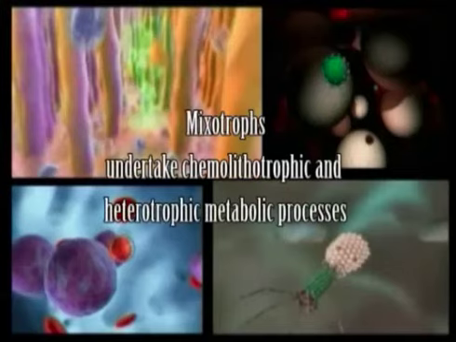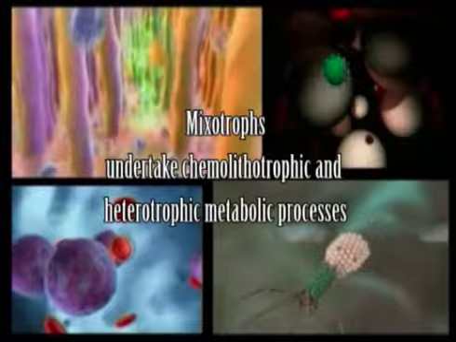Besides the above mentioned groups which we discussed, some bacteria rely on inorganic energy source and organic carbon source and sometimes carbon dioxide. These bacteria are called mixotrophs as they undertake chemolithotrophic and heterotrophic metabolic processes. Beggiatoa is a common example of mixotrophs.